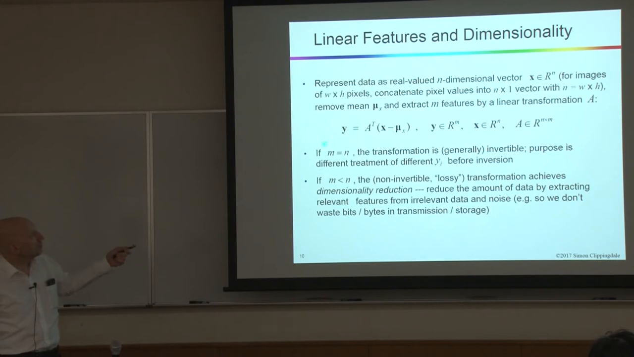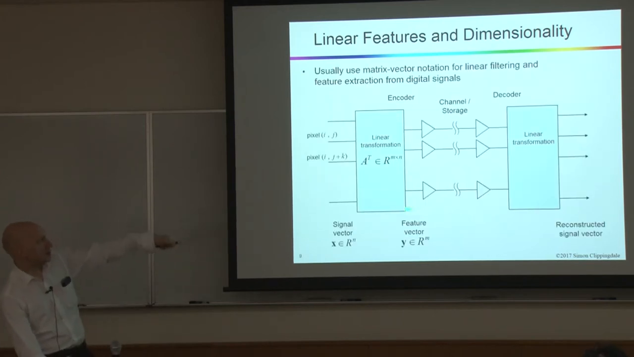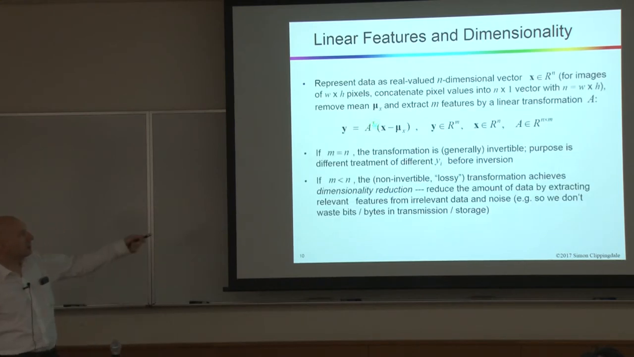So here's your transformation. If m equals n, that's to say if the number of extracted features here is the same as the number of pixels going in, so that this matrix is square, then the transformation is usually invertible. You can, in principle, recover the input signal exactly. And you might want to do this in order to treat these channels differently before you invert.